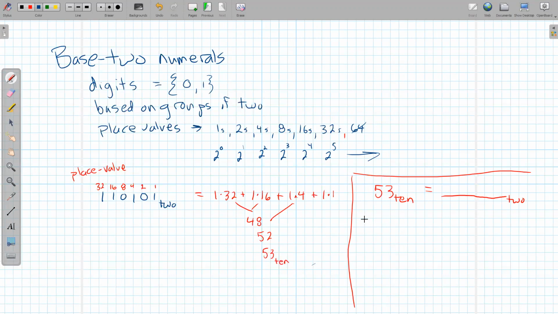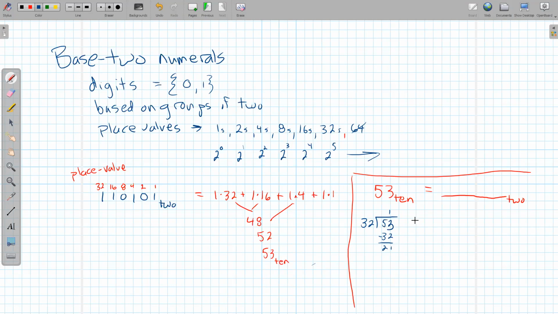All right. So then I just ask myself, okay, how many times does 32 go into 53? And in this number system, it's either one or none, which is kind of nice. It's a little simpler. So 32 goes into 53 one time. 1 times 32 is 32. And then we subtract and we get a 1 there and a 2 there. So then I just move over to the next place.